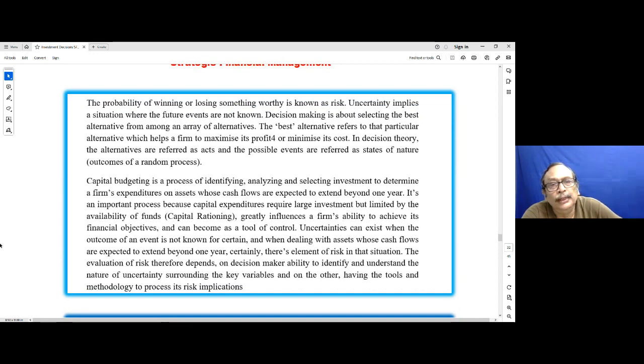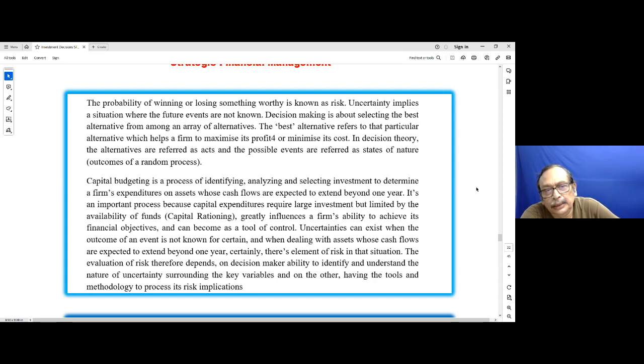The probability of winning or losing something worthy is known as risk. Uncertainty implies a situation where the future events are not known. Decision making is about selecting the best alternative from among an array of alternatives. The best alternative refers to that particular alternative which helps a firm to maximize its profit or minimize its cost.